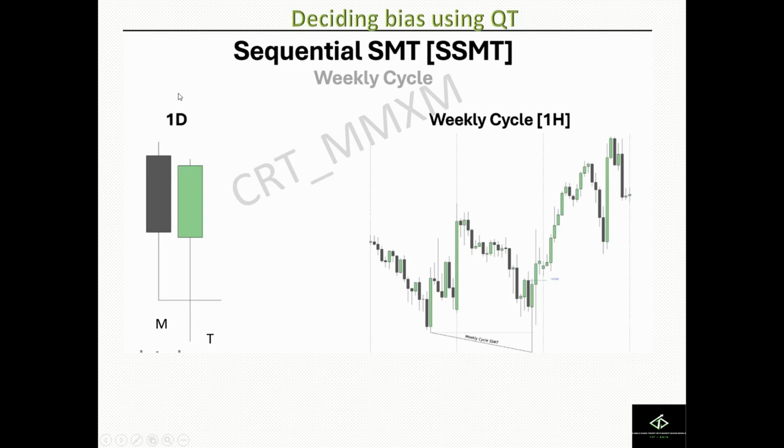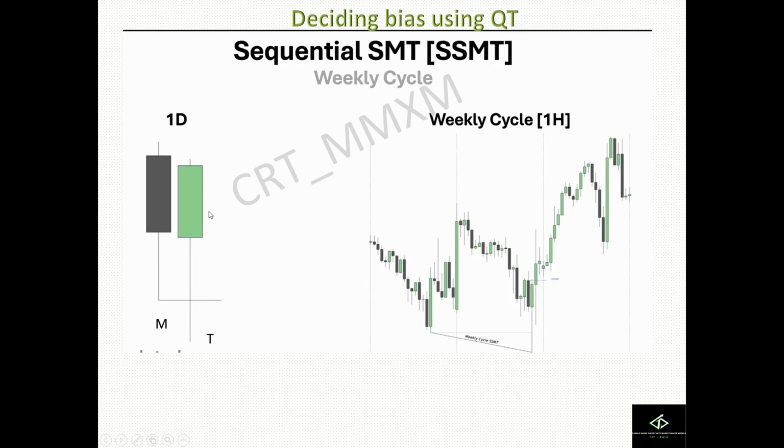Suppose this is EUR/USD. At the same time we will check GBP/USD, which is the correlating pair. The low of Monday was taken out on Tuesday on EUR/USD, but it was not taken on GBP/USD. Right? So we have a crack in correlation here. The same candle, this Tuesday candle, did not take the low for GBP/USD.